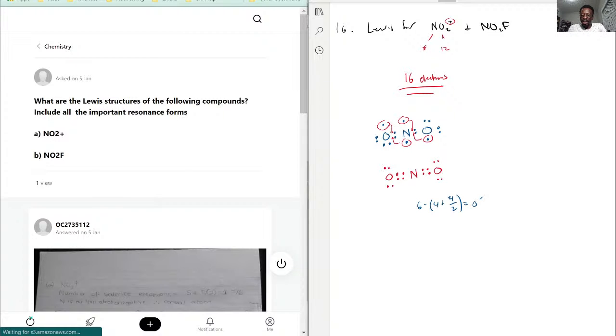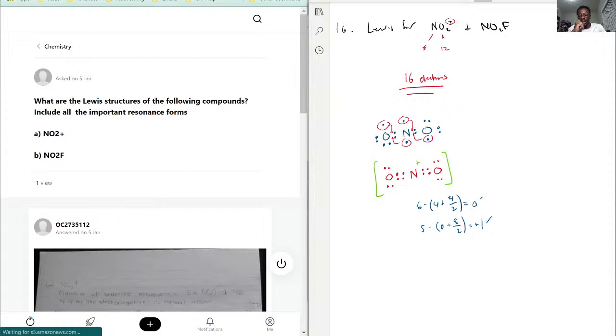Perfect. The nitrogen, on the other hand, 5 valence electrons. It has 0 to itself and is sharing 8. So that is indeed plus 1, which is how NO2 plus has a plus 1. It's actually on the nitrogen. So this is indeed the Lewis structure for NO2 plus.